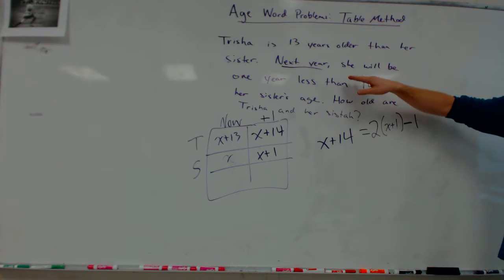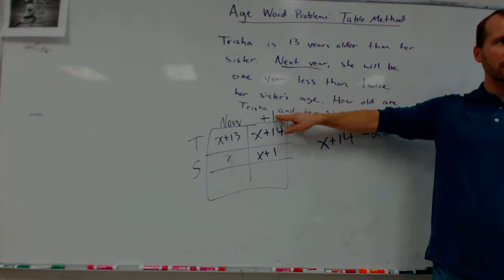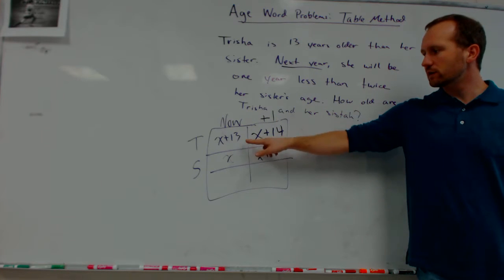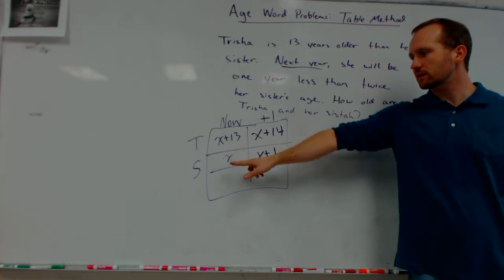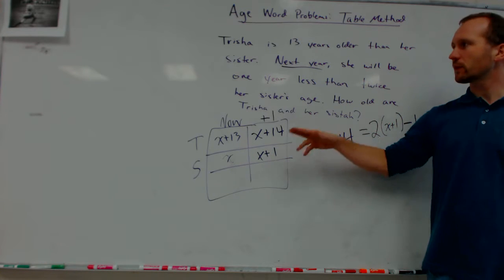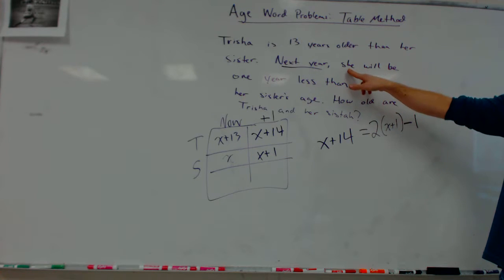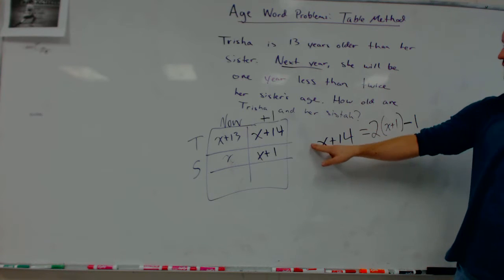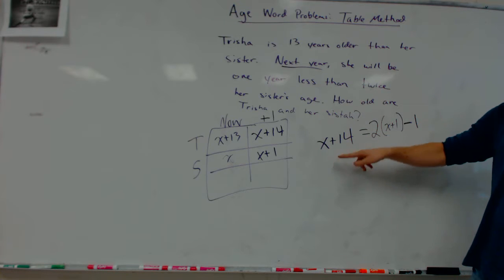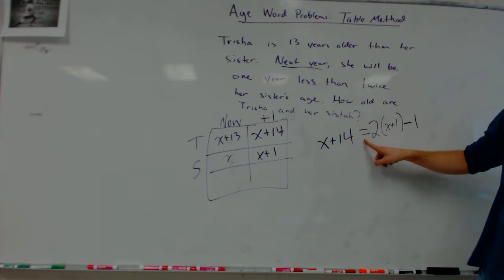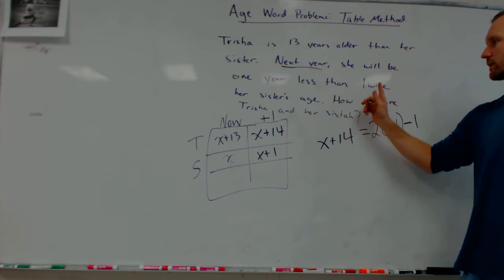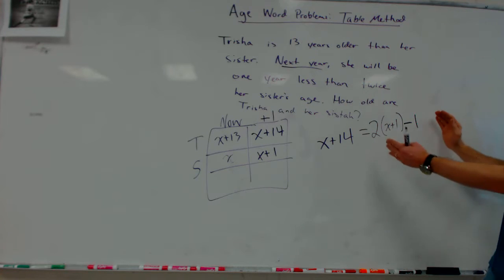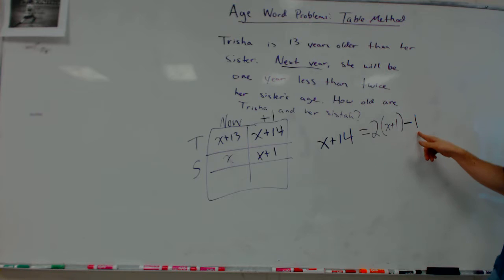So let's go back through that. Next year, I stopped. I wrote down plus 1. I filled in this table. Trisha is X plus 14. Her sister is X plus 1. Then I went on. She means Trisha. So I wrote down Trisha's age next year, X plus 14. Will be, that means equals, 1 year less than twice her sister's age. That became all of this, right?